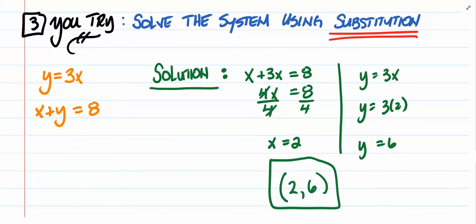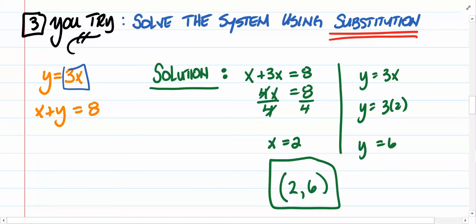Hopefully you got the right answer. If you did not, here's the solution. I noticed that y is equal to 3x, so I take that information and substitute it into the second equation. So I get x plus 3x equals 8. Then I see that x plus 3x is 4x, so 4x equals 8. Then divide by 4, and I get that x is equal to 2.